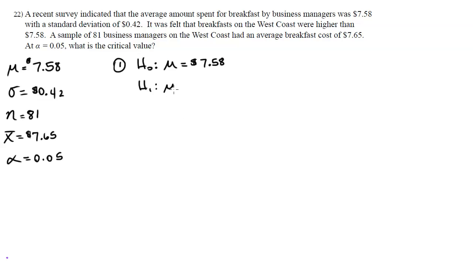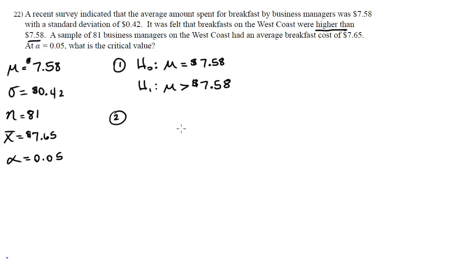The alternative hypothesis says no. I got a sample mean of $7.65. The population mean is really greater than $7.58. You got incorrect numbers there, right? Again, higher than $7.58. So this is what we're testing.